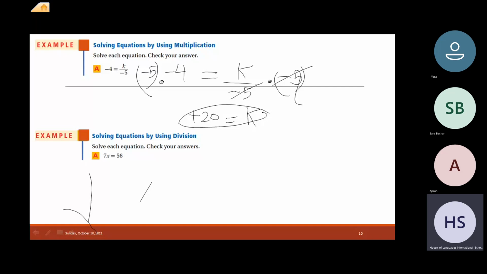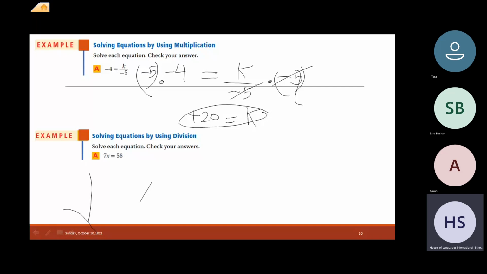Yes. The answer is 20. Yes, positive 20. Now the last one. 7x is 56. What happened with x here? It's multiplied by what, Julie? By 7. I want her to answer.